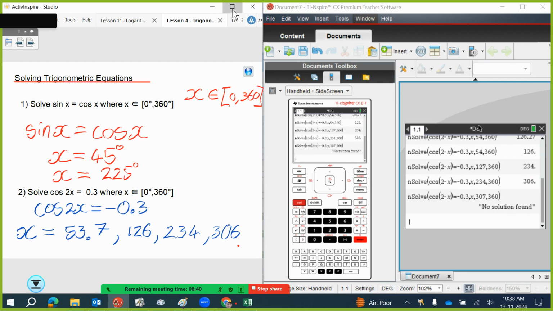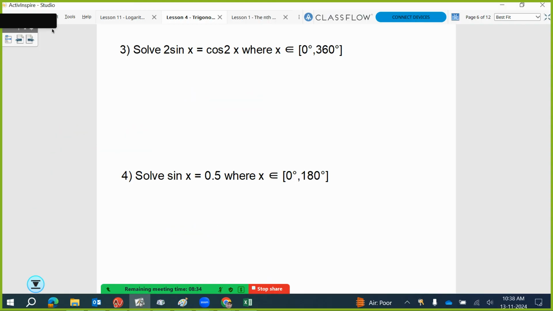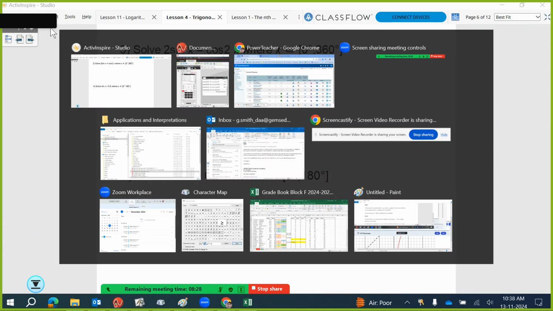Okay, what I'd like you to do now is try NSolve out for yourself and have a go at these 2 equations. I'll give you 4 minutes for this one. I'll come around and help.